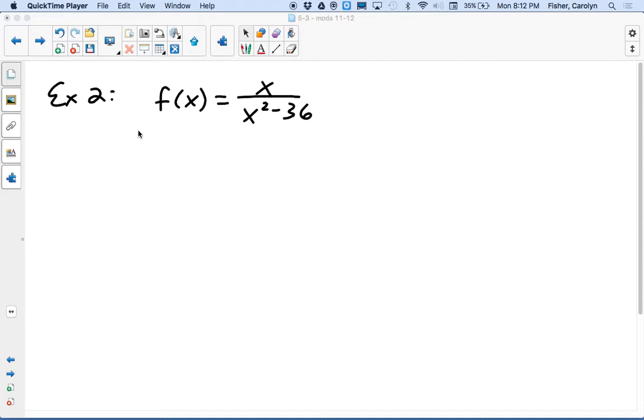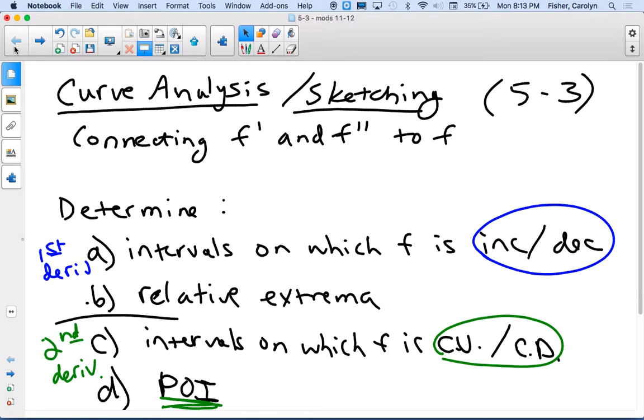Okay, this video is going to walk you through a second example on how to do some curve analysis. So, reminder that we're looking for four things when we're trying to connect what my first and second derivative tells me about my function. We're going to try to determine intervals on which the function is increasing, decreasing, relative extrema, intervals on which the function is concave up, concave down, and then finally points of inflection.